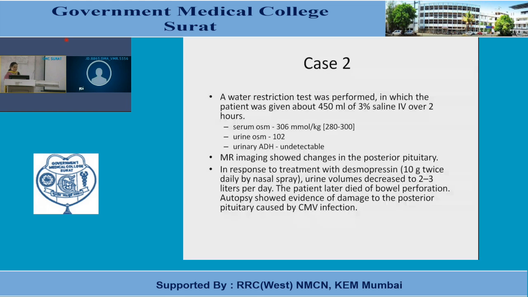The MR images showed changes in the posterior pituitary. So there is a central type of ADH problem, with central ADH decrease, in response to treatment we give desmopressin. About 2 to 3 liters of urine volume will decrease. The patient later died of bowel perforation. Autopsy showed damage to the posterior pituitary which was caused by cytomegalovirus infection.